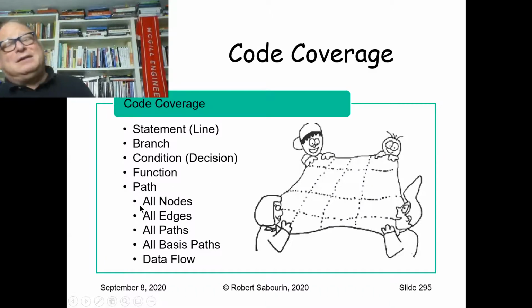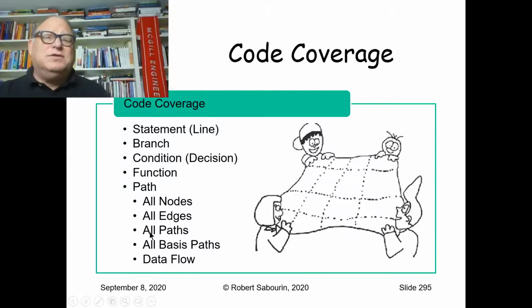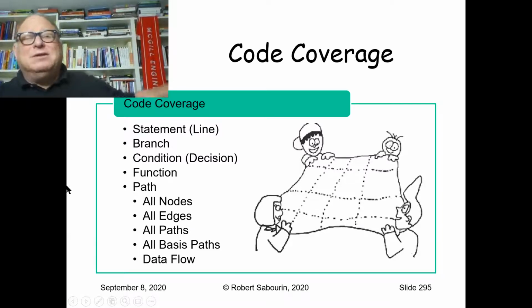And then there are path coverage models where you look at the code and say, okay, there's got to be a path from beginning to end of this code. The paths of interest might be: try all nodes at least once, all edges at least once, all paths at least once, all basis paths at least once, or all data flow paths at least once. So these are some of the code coverage notions. And what you'll do is study the code to figure out how to exercise the code.